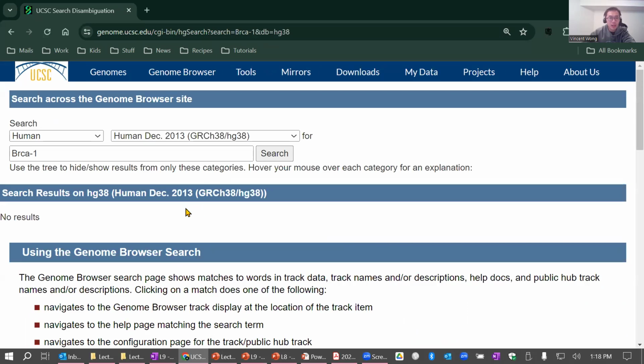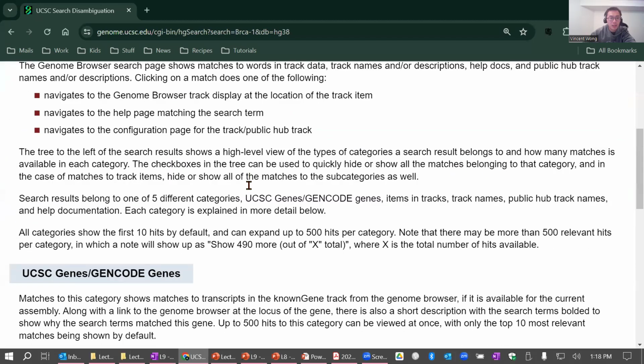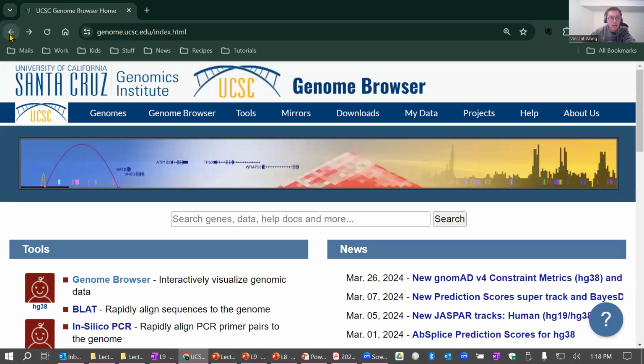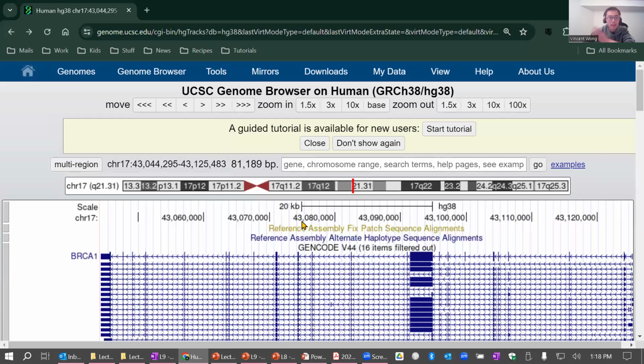So you can search up BRCA1, maybe just go BRCA here, search, and it will show you the genes. I'm not sure why it is taking so long. Oh, I think my browser just hung. Okay, never mind, there it is. BRCA1 gene. Before we click on it, let's see.